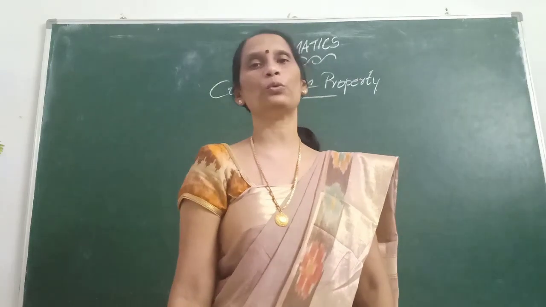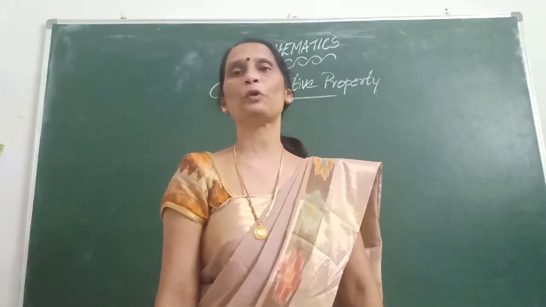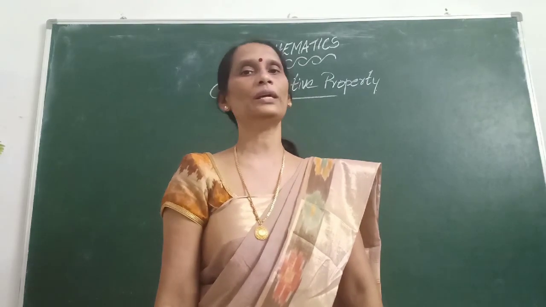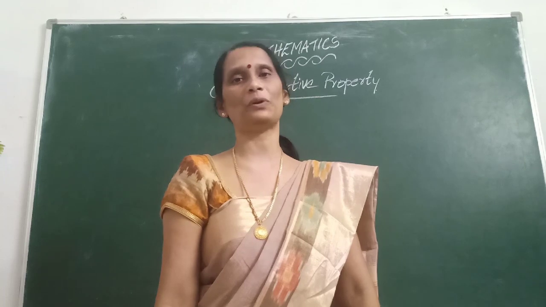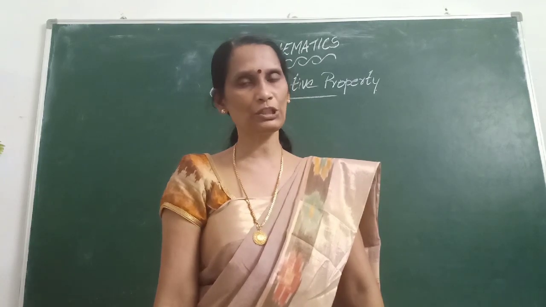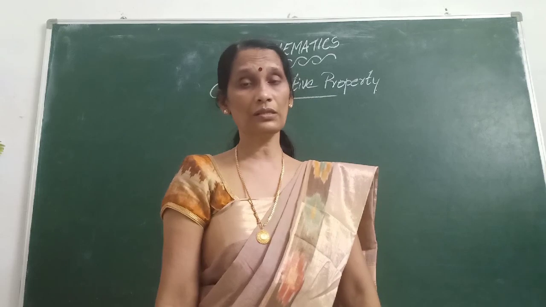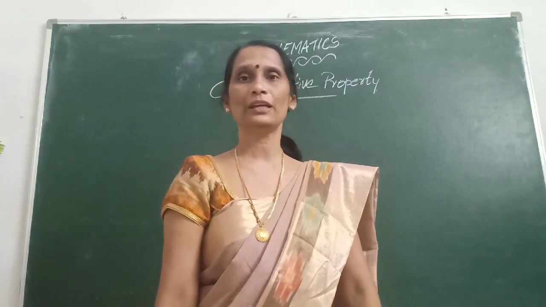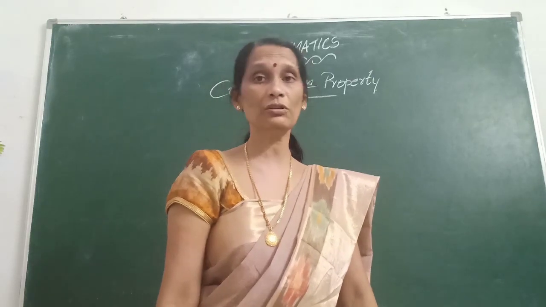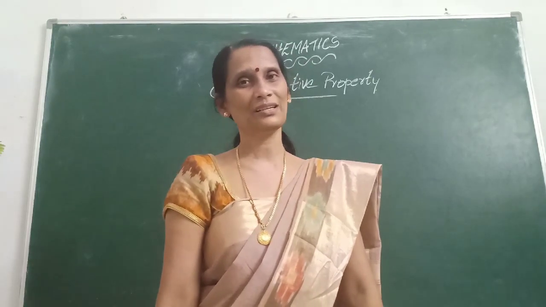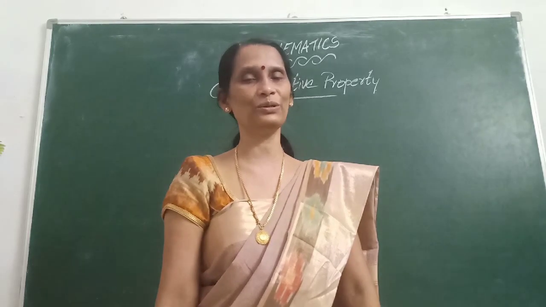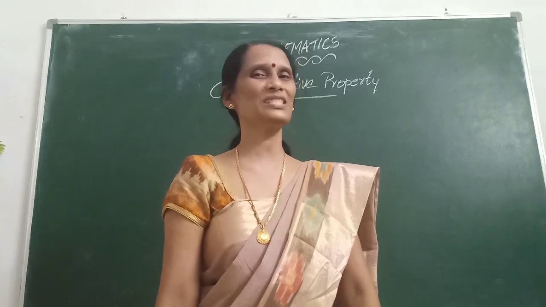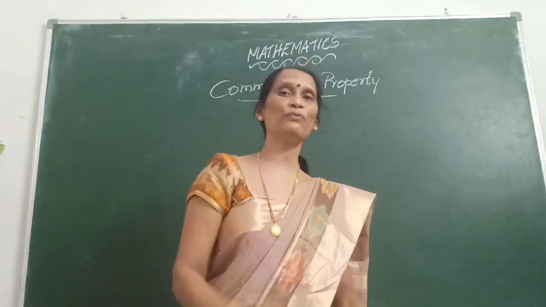In the previous video we have seen the closure property of rational numbers, right? Today we are going to learn about commutative property. Do you know what is commutative property? You have learned about whole numbers: addition is commutative in whole numbers, multiplication is commutative in whole numbers. You learned all these facts earlier, no? What do you mean by commutative? Commutative is nothing but the change of order.